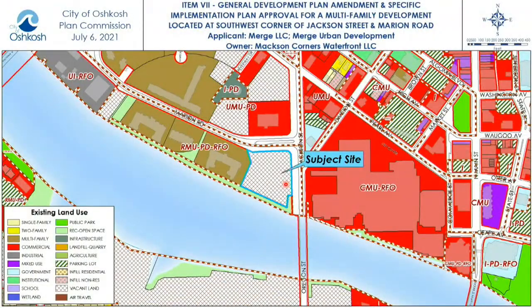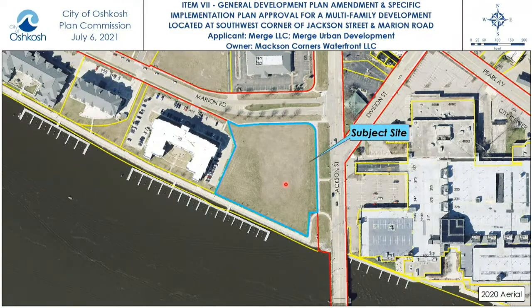Thank you. So here's the subject site, located at the southwest corner of Jackson Street and Marion Road. It's currently vacant. In 2019, a general development plan was approved for multi-use developments located at Marion Road redevelopment sites H, I, and J. This is site J, and this is just for phase 1 of their development. Aerial shot of the vacant property.